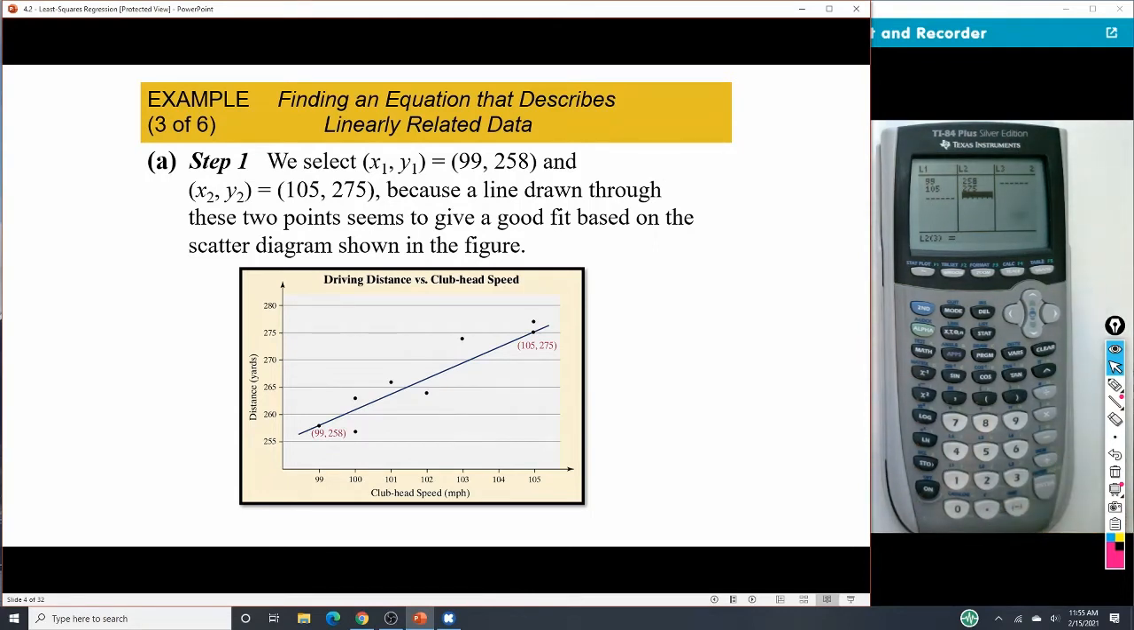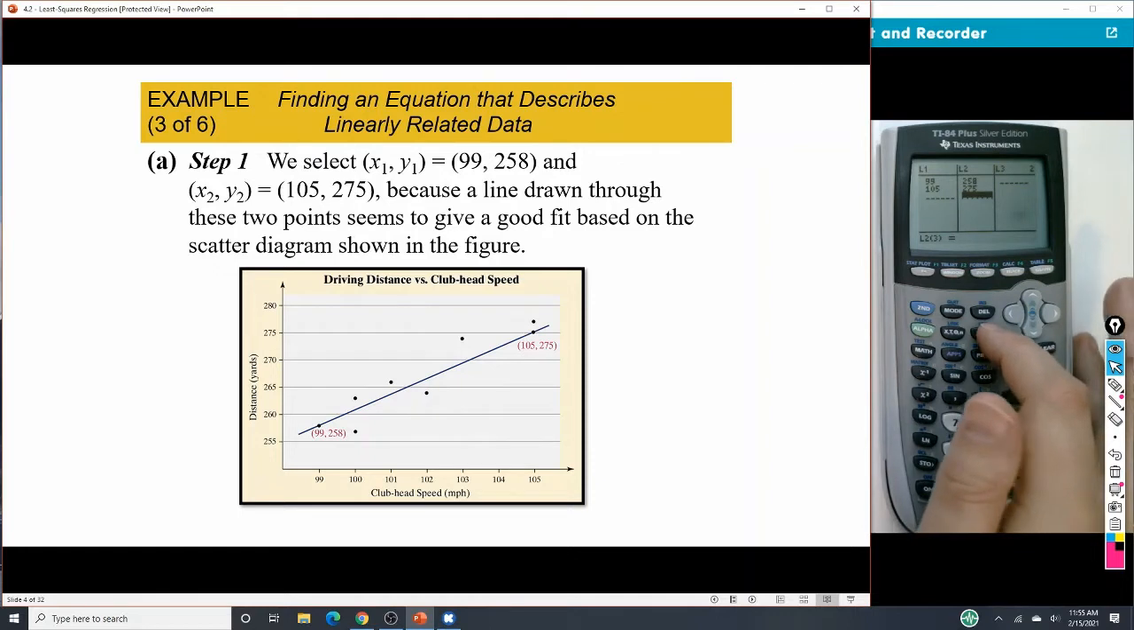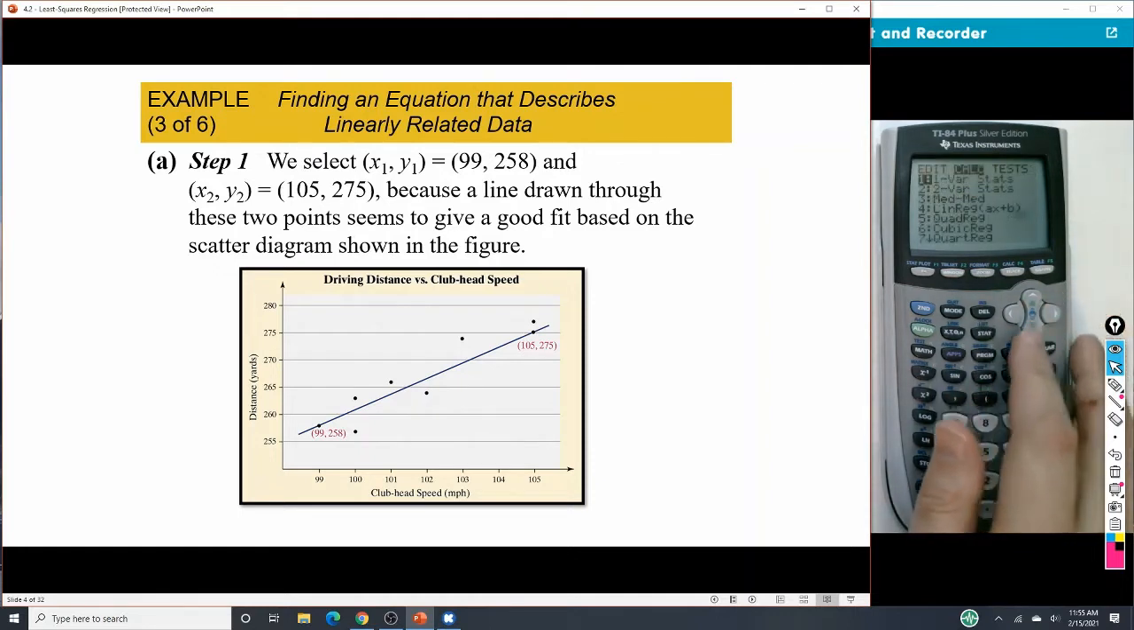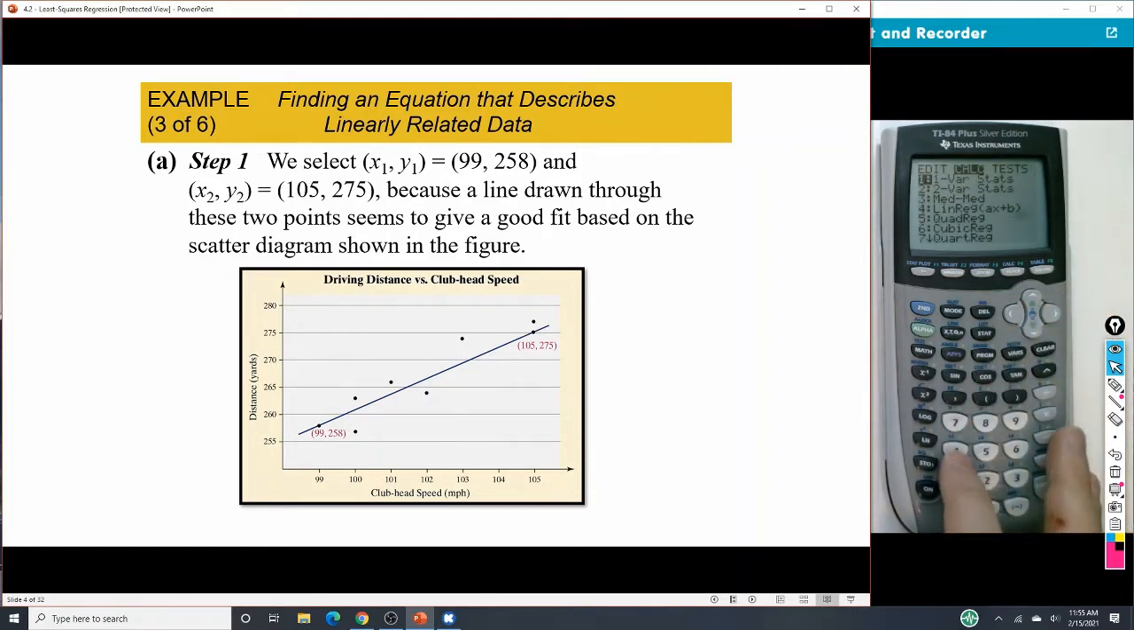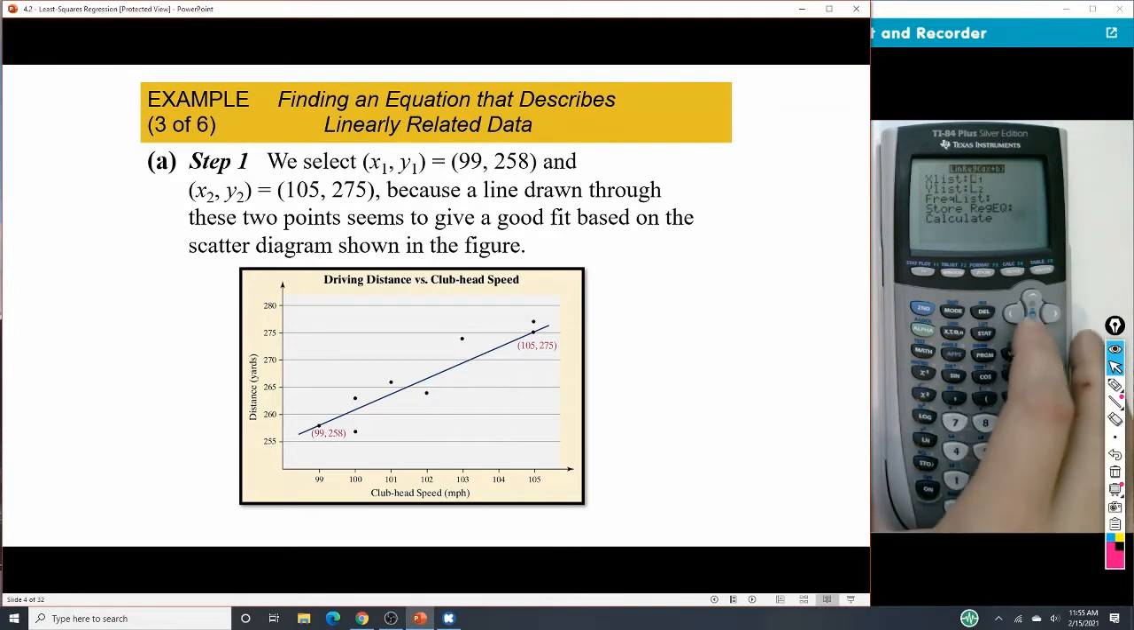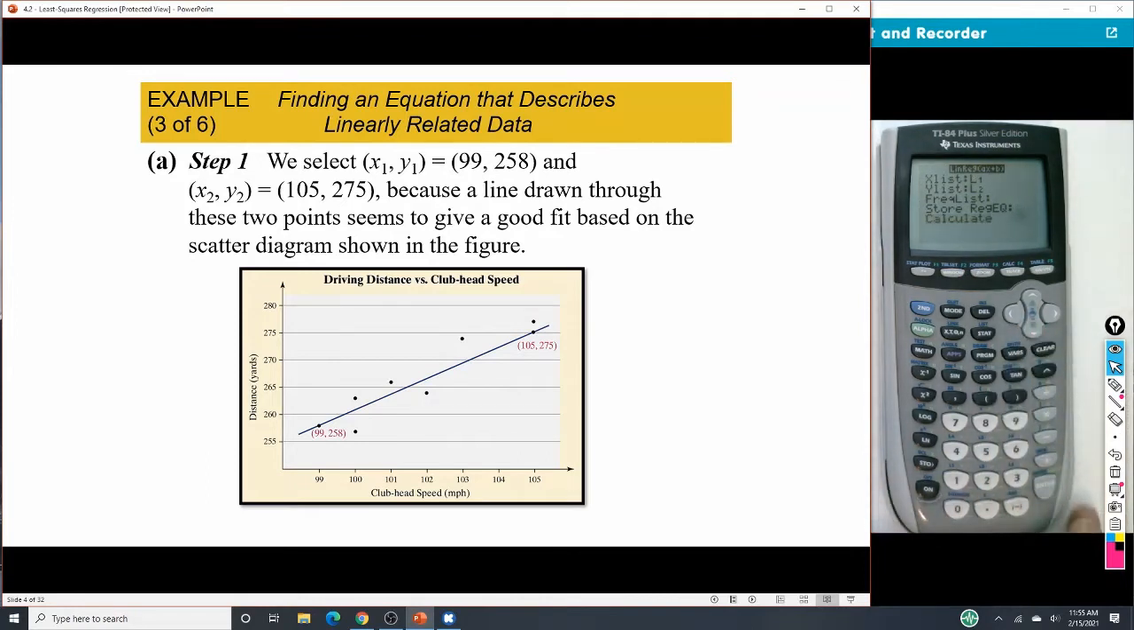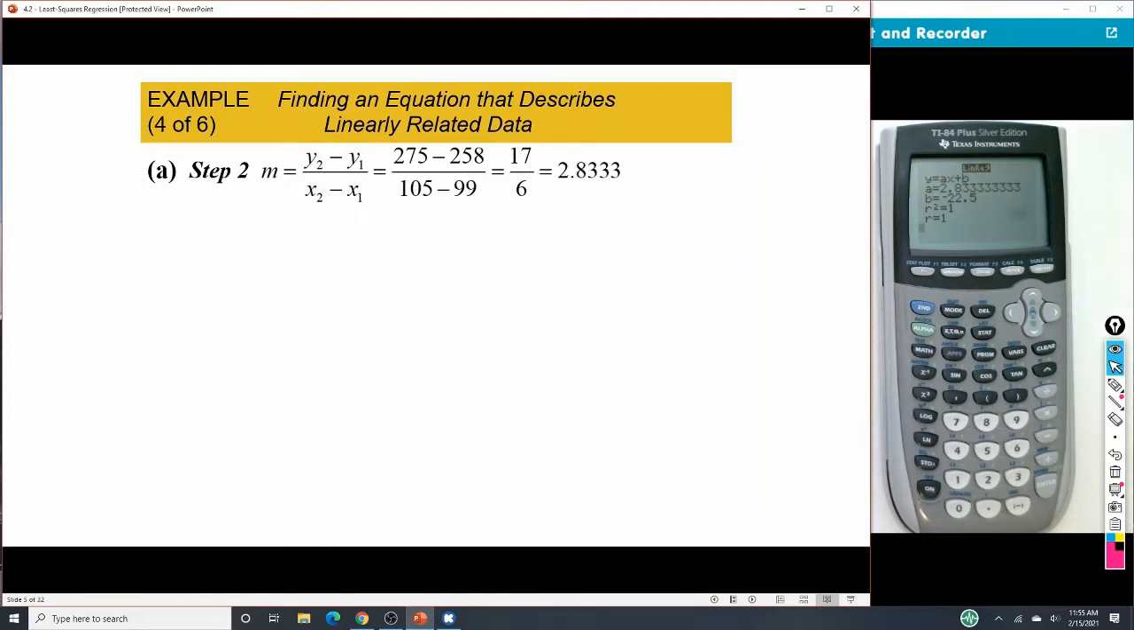All right, so now we can go back into stat. We're going to move over to calc, and we're going to do number 4 again, our linear regression. Now we still want to keep all of this stuff the same. If you're on an 83, you just press enter, and it's going to give us some information. So we can see here they found the slope. That is our A value that we see over there, 2.833.